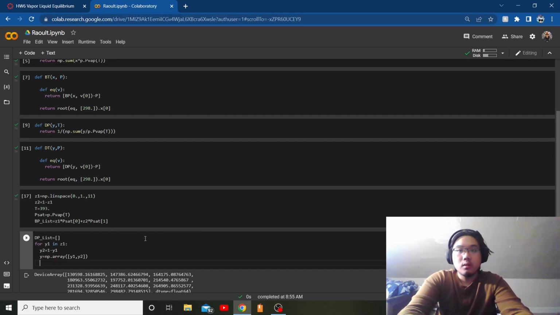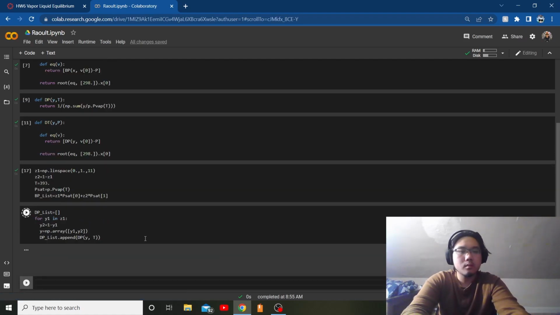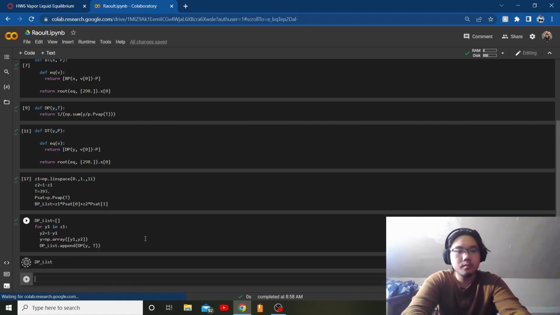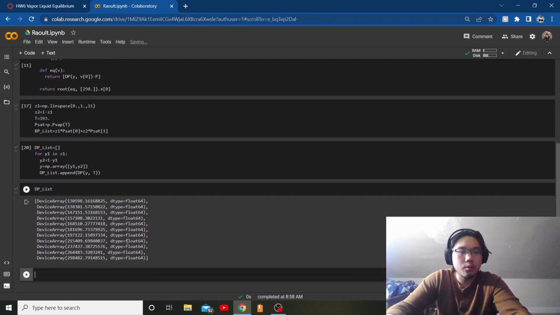And now we want to run the function every time it has a specific mole fraction before it moves on to the next one. So we want to run dp of y at temperature, and we want to add this onto the empty list every time it runs through the for loop. And so list dot append. If we wanted to look at our list for dew pressure, we get that.